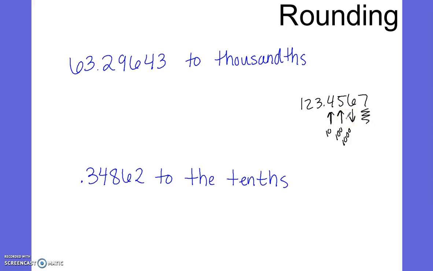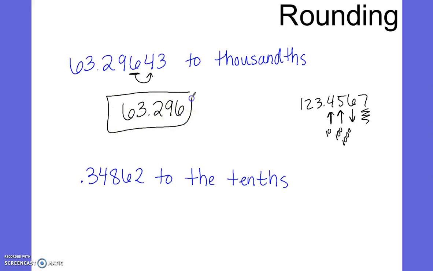Okay? So this is thousandths, that means 3. So 1, 2, 3, I need to round this number. Okay? You only look one behind it at the 4. Does the 4 make it go up or stay the same? It makes it stay the same. So 63.29, and then the 6 stays there. Okay? Perfectly rounded.